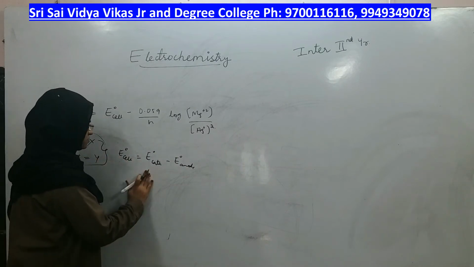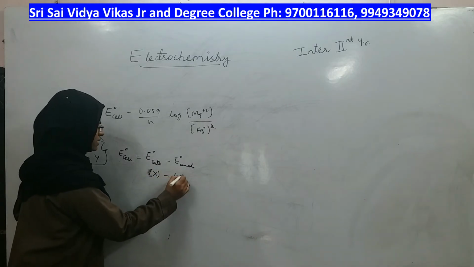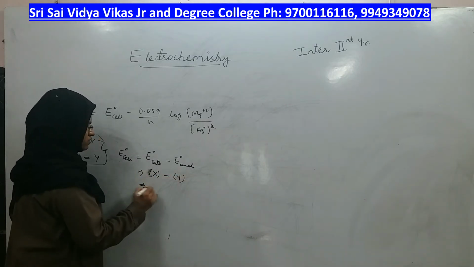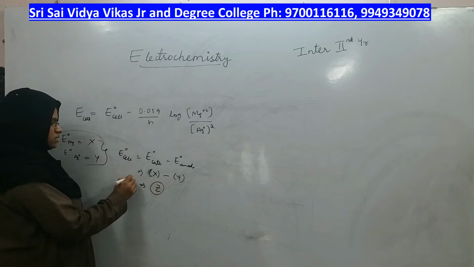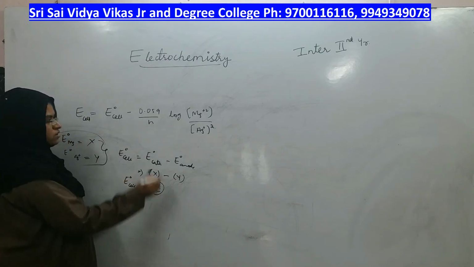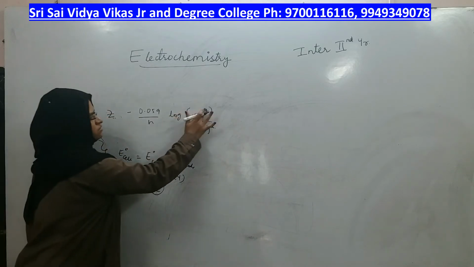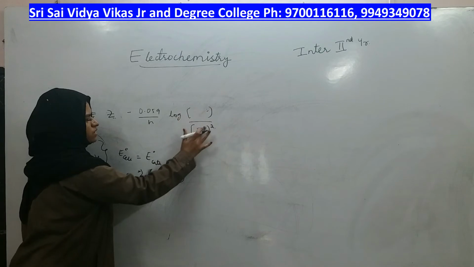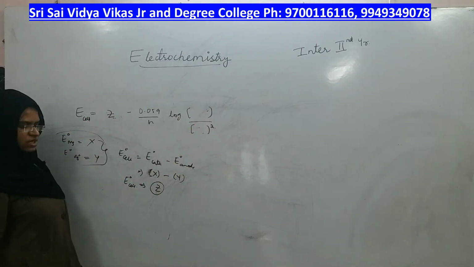Magnesium. X value minus Y value. You will get some Z value. This Z value is E0 cell value. Write the Z value, substitute this value, and then you will get the final answer, right?